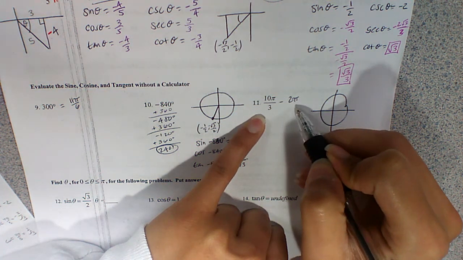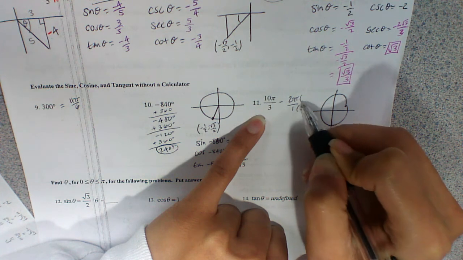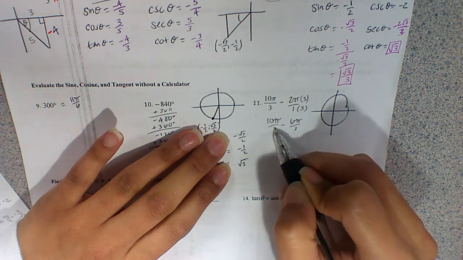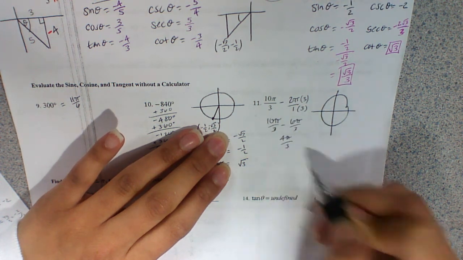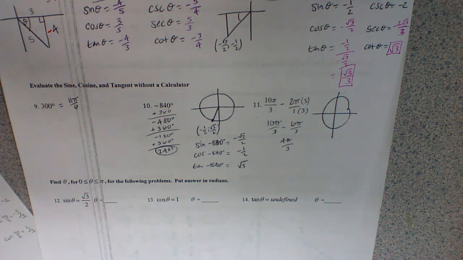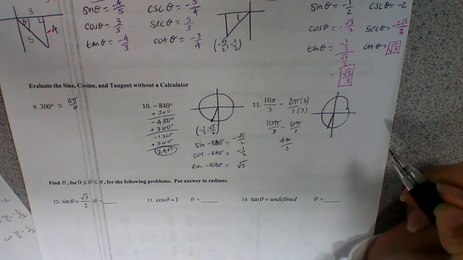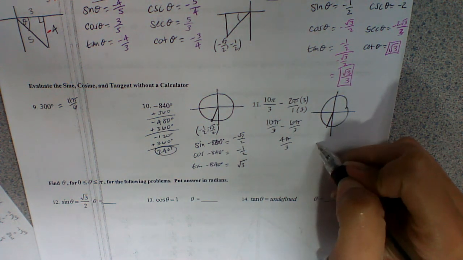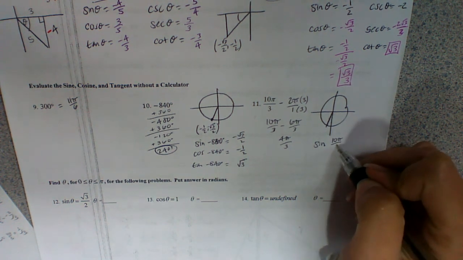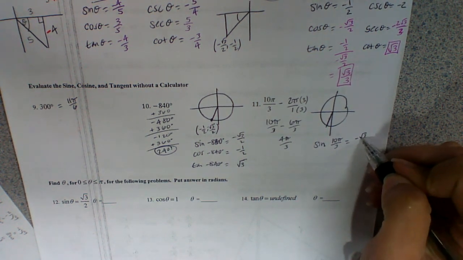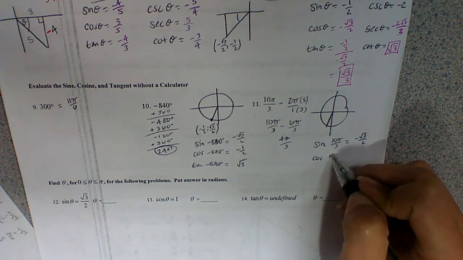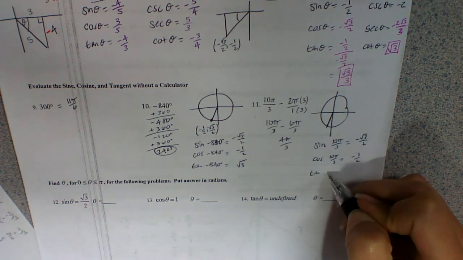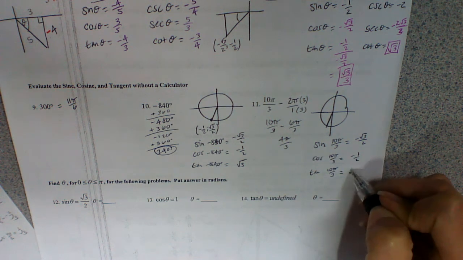Now, to be able to work with that, I do have to work with fractions. So put it over 1, multiply by 3 to get a common denominator, so that's 10 pi over 3 minus 6 pi over 3, giving me 4 pi over 3. And I know 4 pi over 3 is on the unit circle, and it's right over here. And so again, I know sine at 10 pi over 3 is negative root 3 over 2. I know cos at 10 pi over 3 is negative 1/2. And I know tangent at 10 pi over 3 is square root of 3.